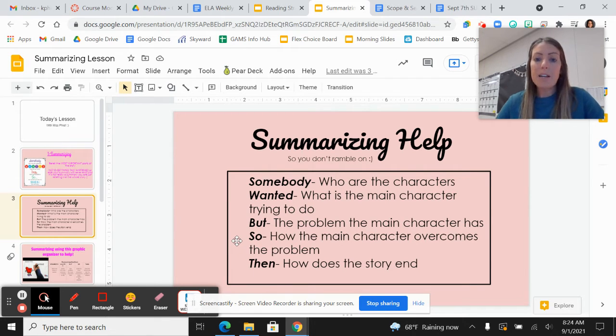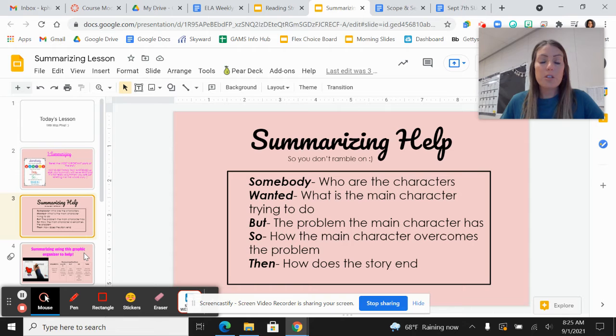The somebody is who the characters are. We obviously want to mention that. We want to mention what the characters are trying to do or accomplish. There's usually always a problem, so we're going to talk about the problem. Then we're going to talk about how the character overcomes those problems. And then obviously we mention how the story ends, or the resolution.